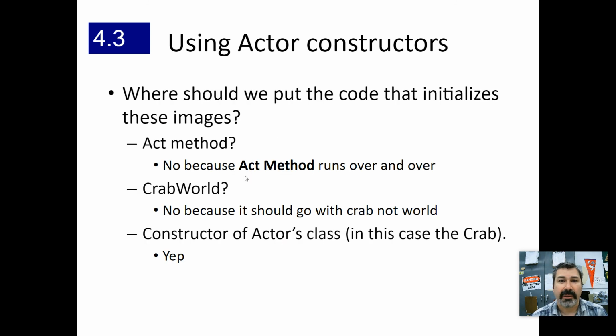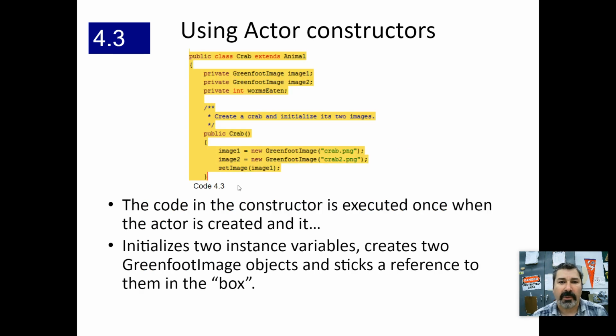Where should we put it? The act method? No, because if we did it in the act method, it would keep putting it in there, again and again. The Crab world? No, because it should go with the crab, not the world. So the constructor of the actor's class, in this case the crab, yep, that's where we're going to put it. The code in the constructor is executed once when the actor is created, and it initializes two variables.